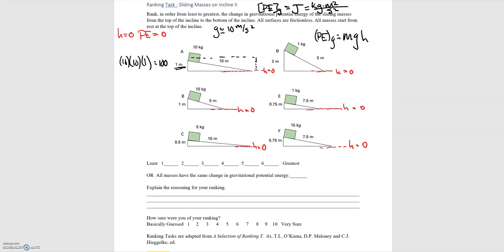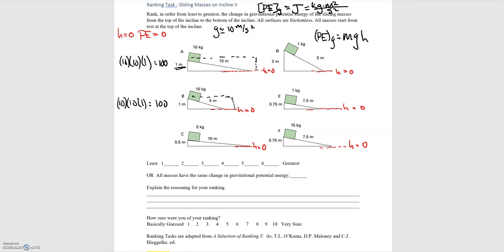So continuing on, we have a mass of 10 kilograms again. Again, it's a height of 1 meter. The slope is different, but the height of the block, which is all that matters for potential energy, is still 1 meter. So those two are equal. They look different, but they have the same potential energy because they are at the same height above our 0 point.